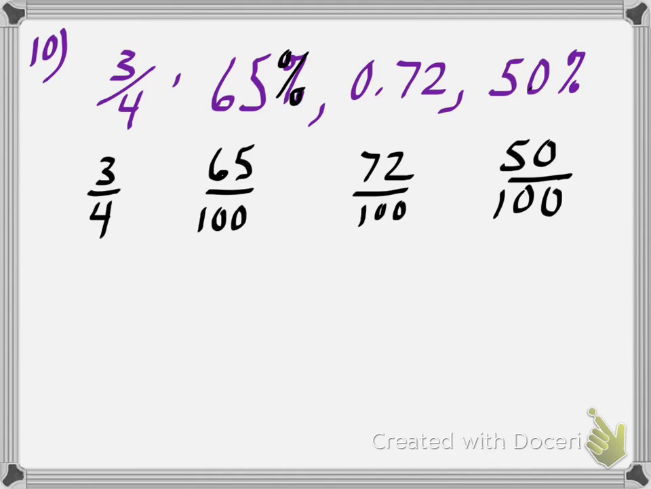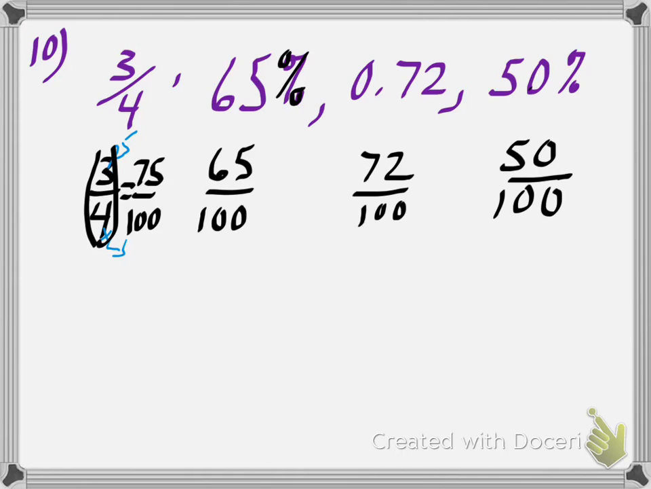Now, before we can actually do anything, we have to have all these the same to be able to compare them. So we're going to go ahead and take 3/4 and make it into hundredths. And so if we take 3/4, to make it into 100, we multiply by 25, and whatever we do to one, we do to the other. So we have to multiply the numerator by 25 and get 75. So 3/4 is the same as 75 hundredths.